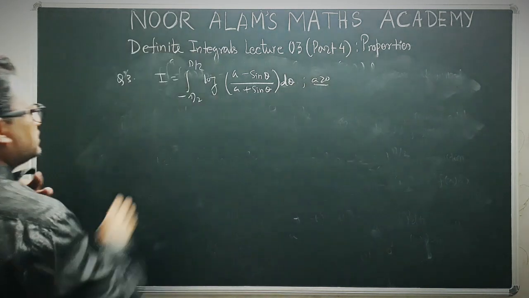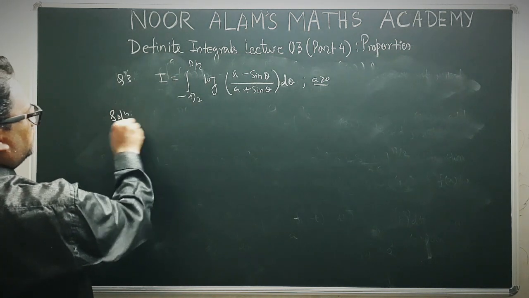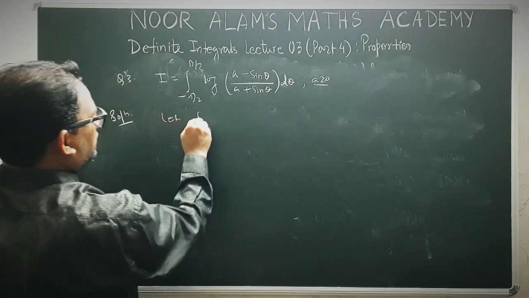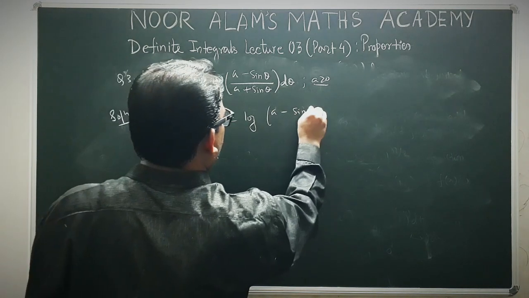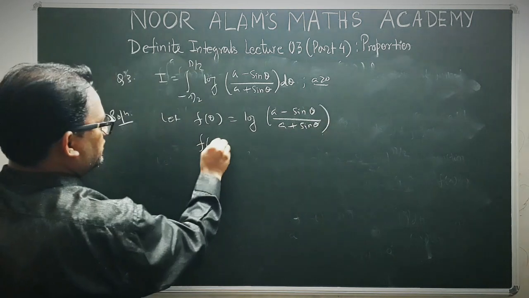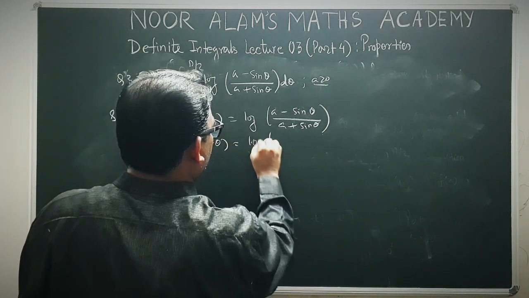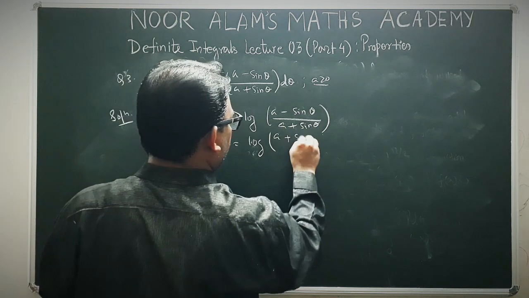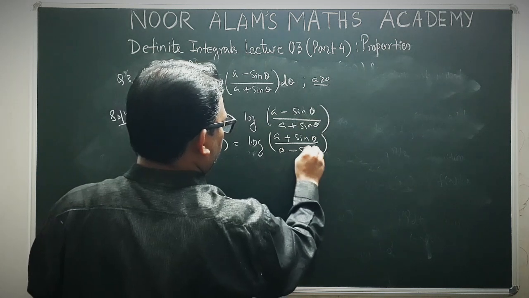than 0. Now since the limits are equal and opposite in sign, we have to first check whether the function is even or odd. So now let f of theta be log of (a minus sin theta) divided by (a plus sin theta). Now replace theta by minus theta, it will be f of minus theta, log of a, and sine of minus theta becomes minus sin theta, so it will be a plus sin theta over a minus sin theta.